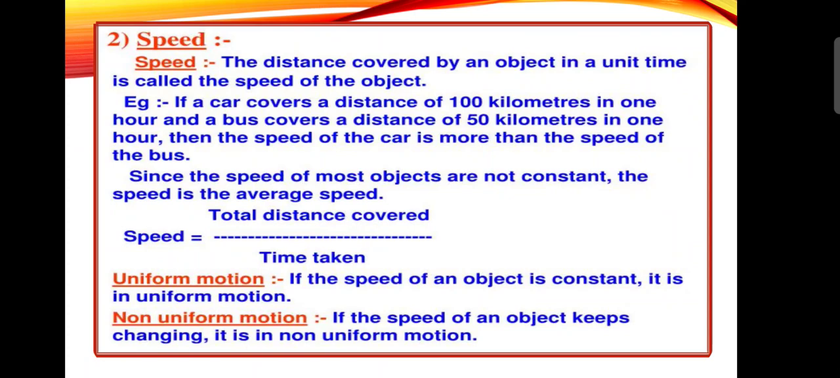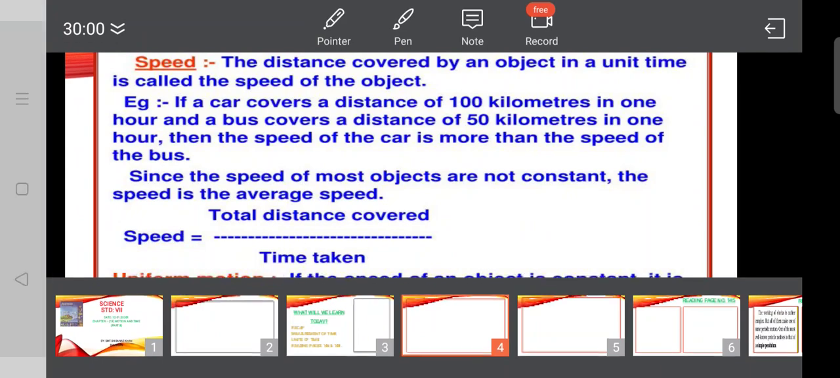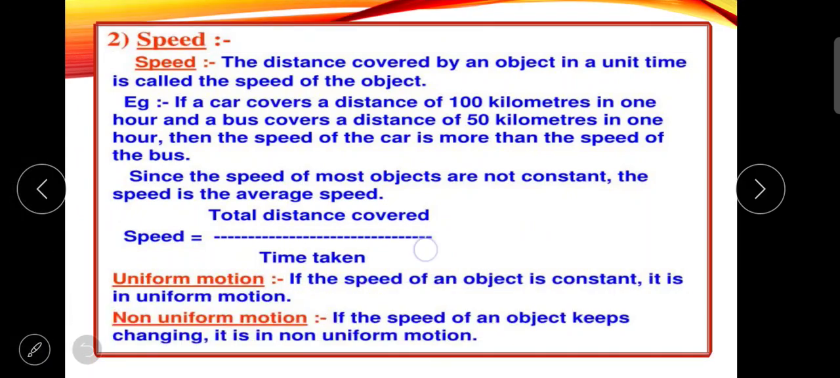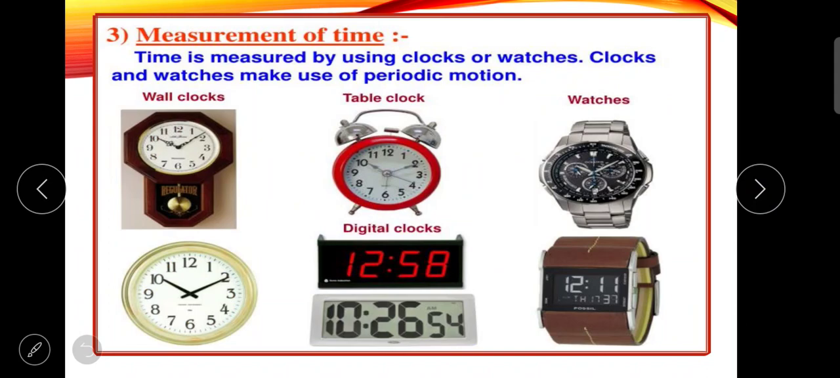Children, we have learned about speed, that the distance covered by an object in unit time is called speed. And we have also found out the formula for speed is total distance covered divided by total time taken. If the object moves with constant speed, it is called uniform motion, and if it keeps changing, it is called non-uniform motion. Later on, we have learnt about measurement of time.